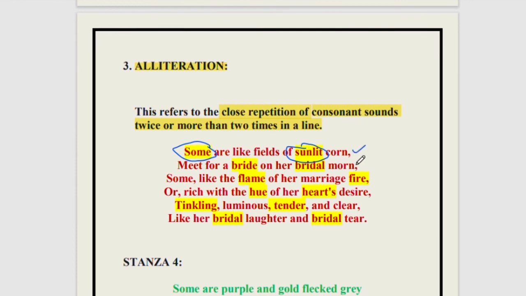so this is an alliteration. Even in the second line we find bride and bridal, this is also a repetition of consonant sound B. Same in the third case, flame and fire, repetition of consonant sound F. Next line, hue and heart, same repetition of consonant sound H. Third line, repetition of consonant sound T, tinkling and tender. And the last line, repetition of B, that is bridle and bridal. Okay, so all this is alliteration. If you are asked to give an example of alliteration, any one line can do. Any one you can mention, which you are capable of remembering, keeping it in your mind, just remember one or two lines from here, that will suffice.